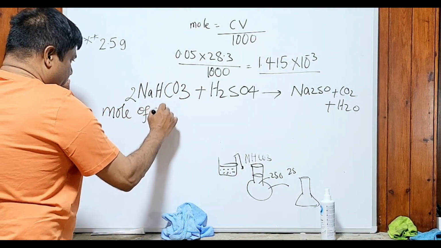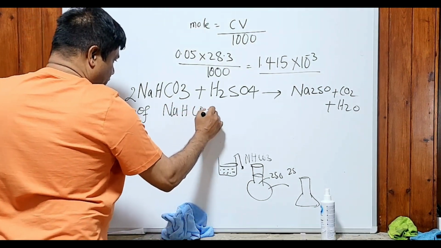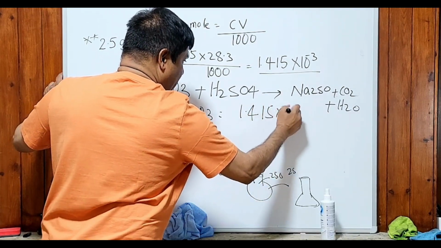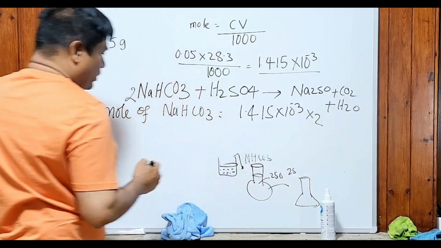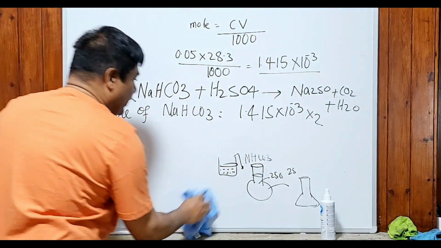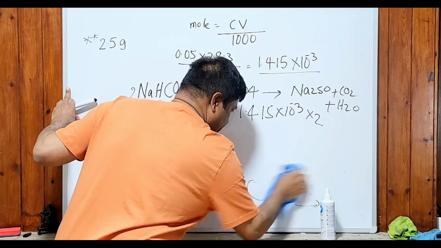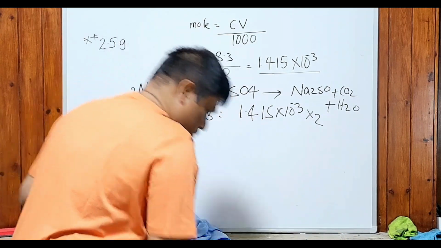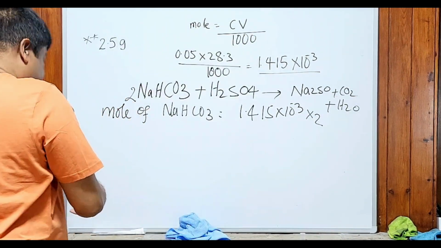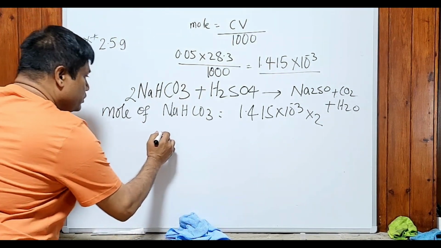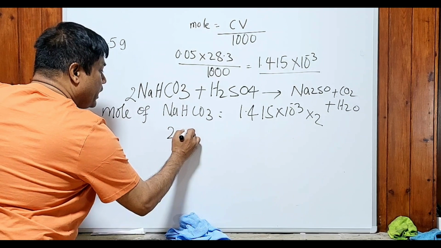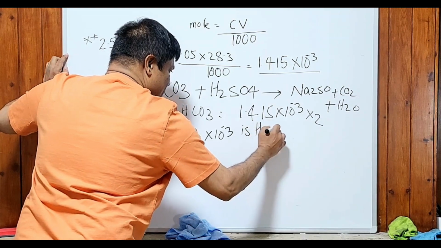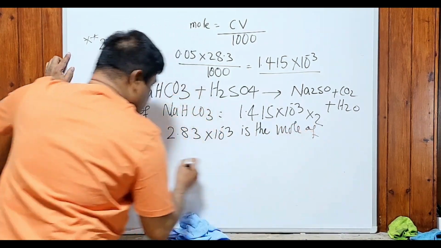Mole of NaHCO3 equals 1.415 into 10 to the power of minus 3 times by 2. Okay. Now look at that. Sorry guys. Look at that. Now 2.83 into 10 to the power of minus 3 is the mole of NaHCO3.